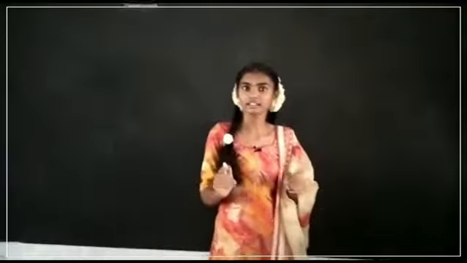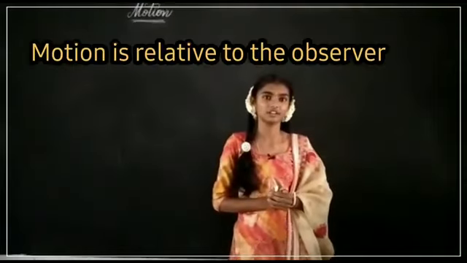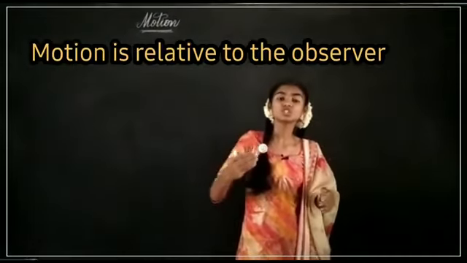Okay. So once again, what is motion? An object is said to be in motion when it changes its position. Or simply, if an object is moving, then it is said to be in motion. So this is about motion, and I think you have all heard the statement that motion is related to the observer. It means motion changes depending upon the observer.